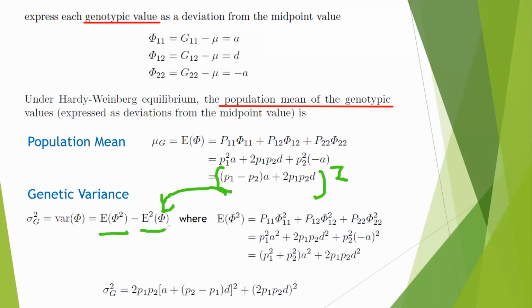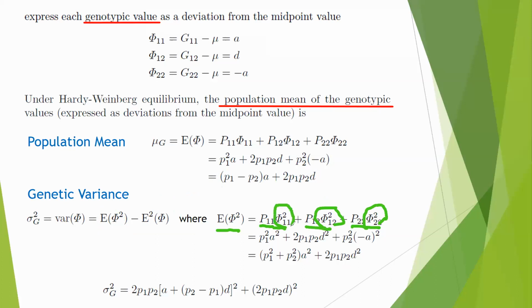Pay attention, notice the difference of these 2 expressions, okay? This means the expected value of this squared, but this is the expected value of this thing squared. So this is following the same formula. If you want to calculate the expected value of the genotypic value squared, you need to make a summation of all possible outcomes. So here, all the possible outcomes are like this.